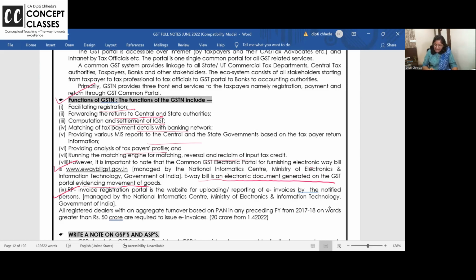Now recently IRP, Invoice Registration Portal.